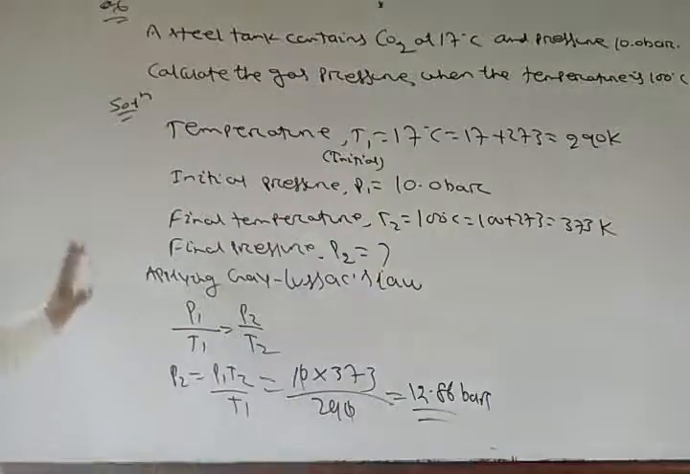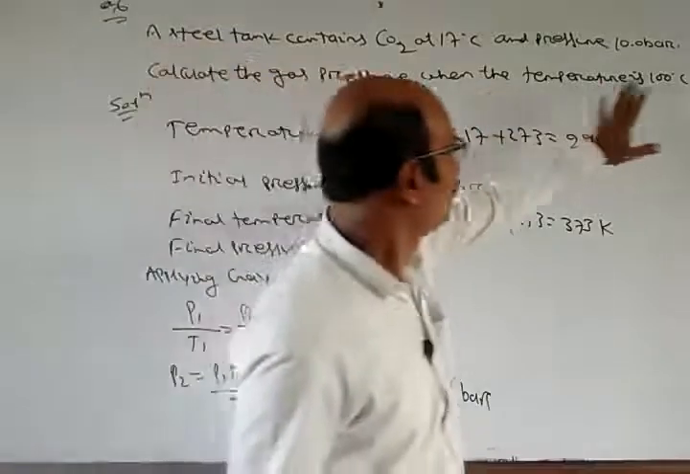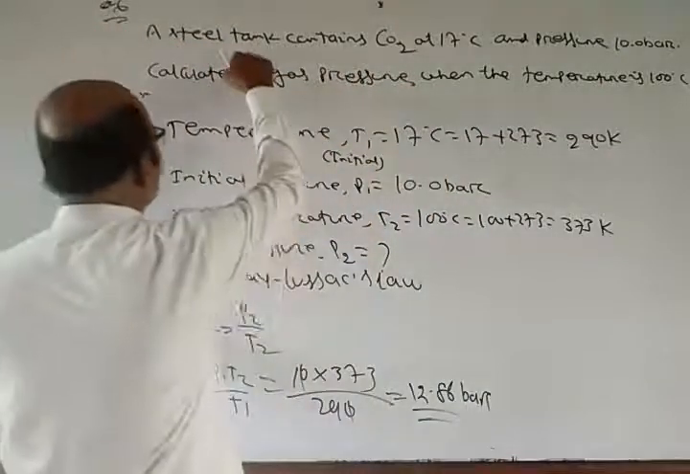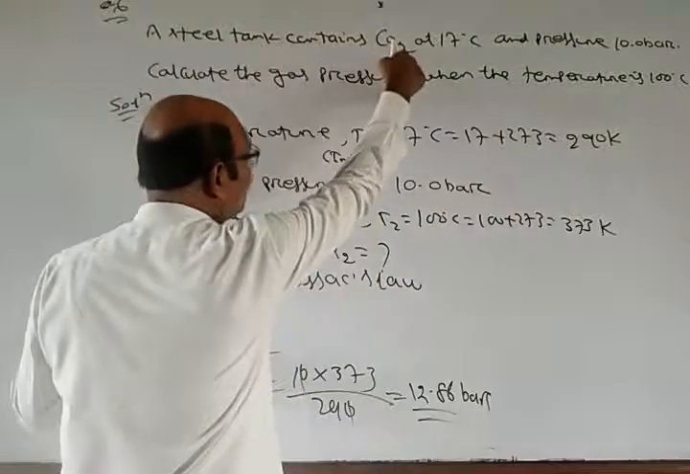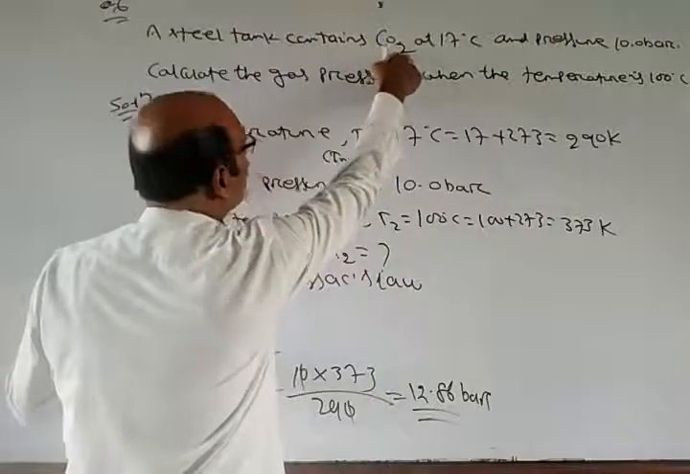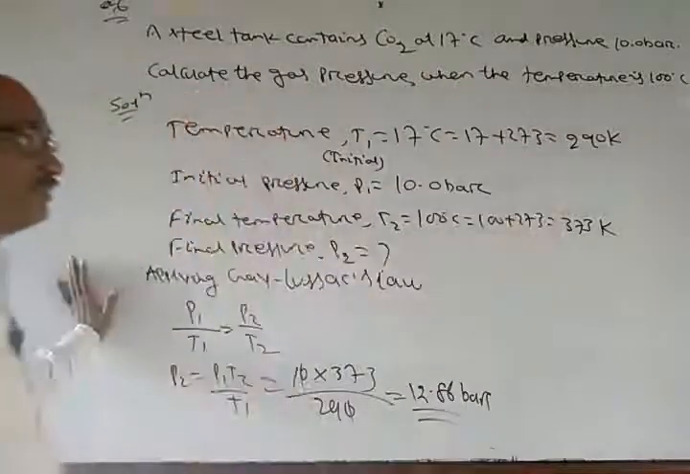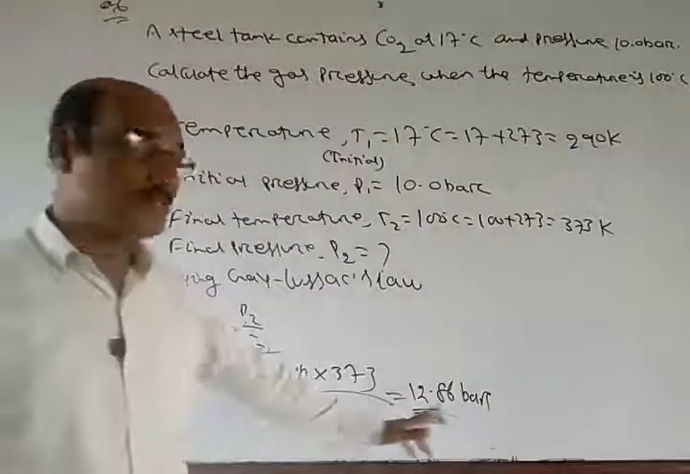Okay, when the temperature becomes 100 degree centigrade. So when the temperature was 17 degree centigrade, the pressure was 10 bar. Now when the temperature becomes 100 degree centigrade, the pressure becomes 12.86 bar.